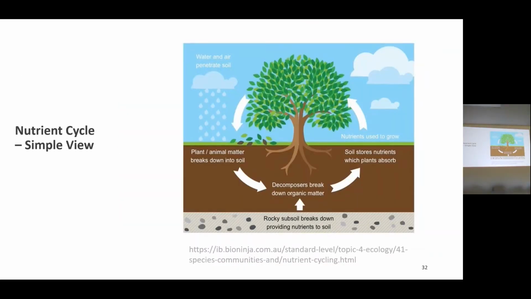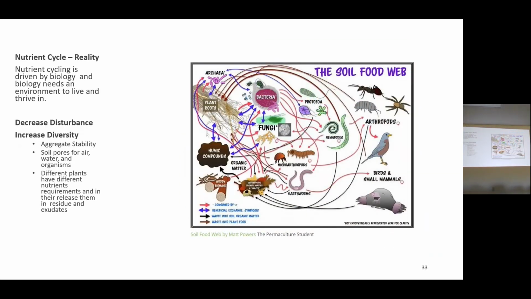The simple nutrient cycle says that seed goes in the ground, uses the nutrients that are there, grows, dies, starts to decompose, and puts those nutrients in the ground, right? So in our ag systems, we spend a lot of money to put inputs, fertilizers right here, those nutrients that the plants are needing to grow. And natural nutrient cycling looks something kind of crazy like this. It's actually driven by the biology in the soil.